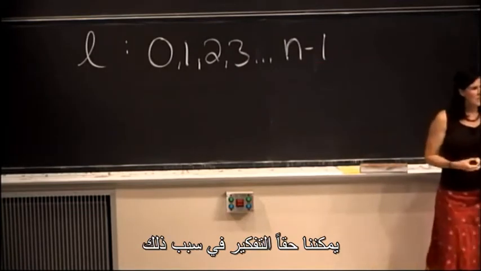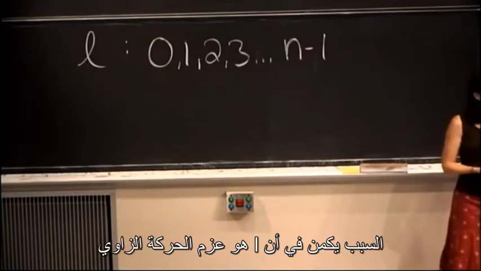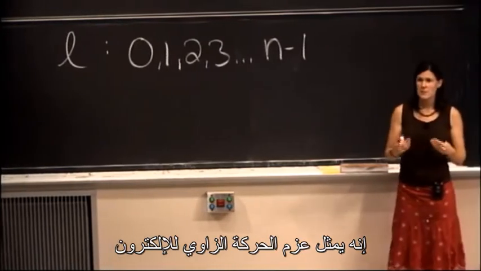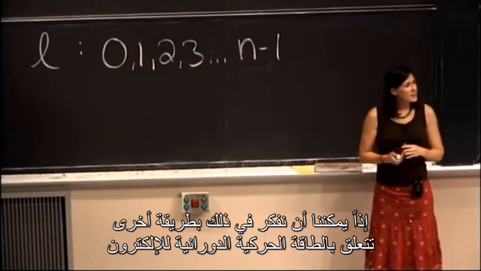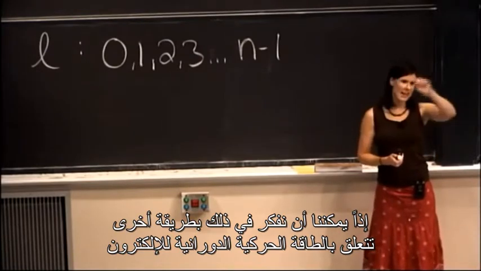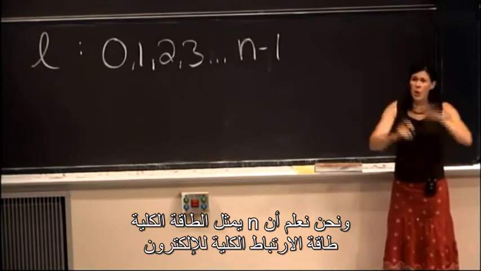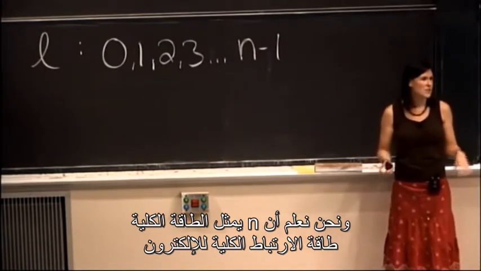And we can actually think about why that is. The reason is because L is our angular momentum. It describes the angular momentum of the electron. So another way to think about that is just the rotational kinetic energy of our electron. And we know that n describes the total energy, that total binding energy of the electron.